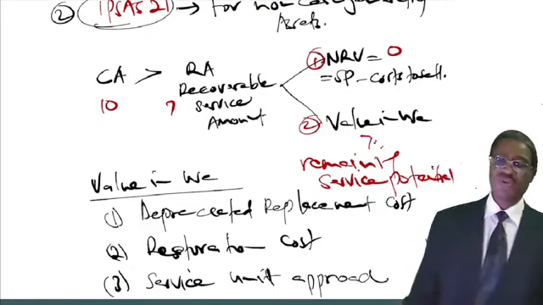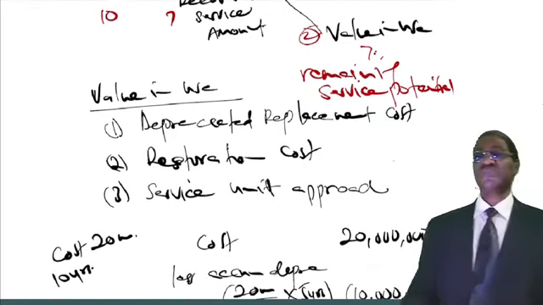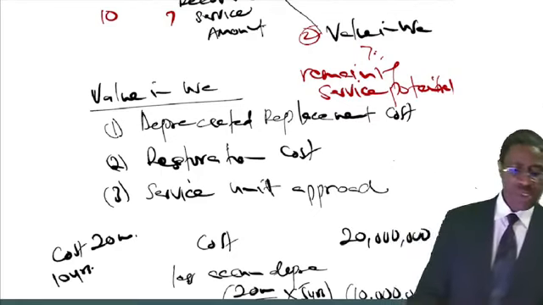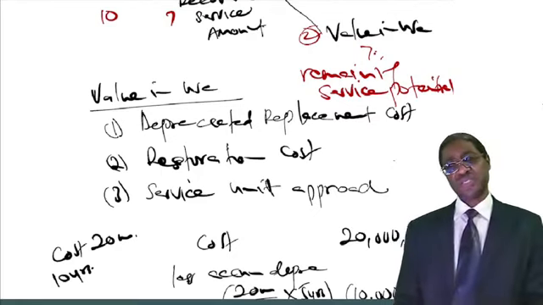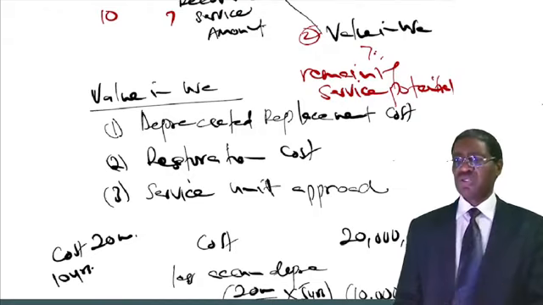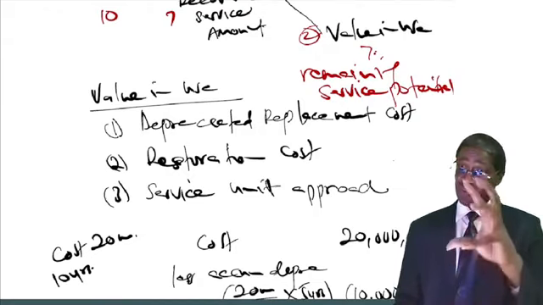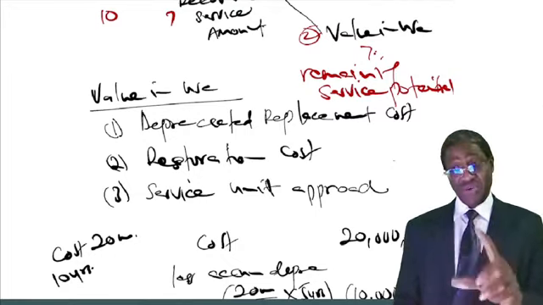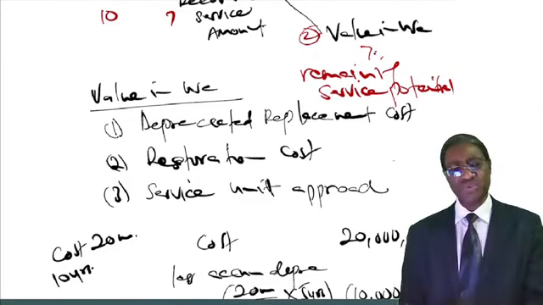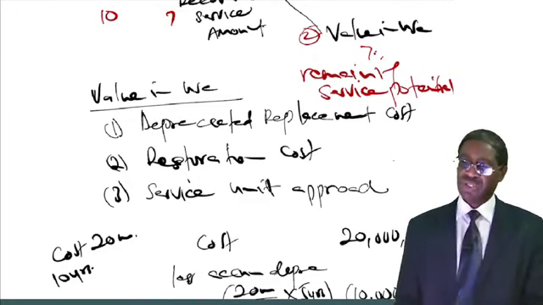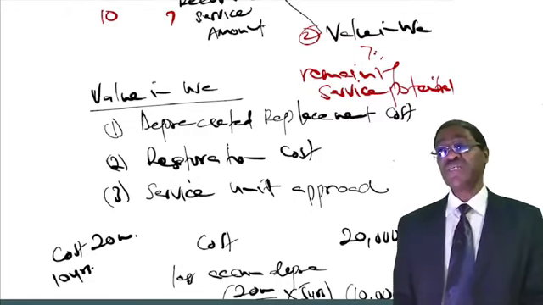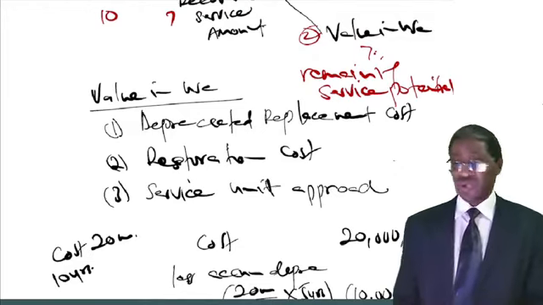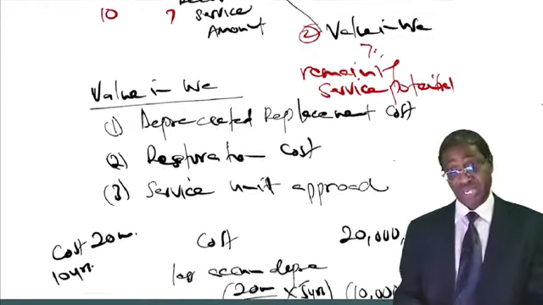Good. Let's put down that definition. Pick another paragraph. Value in use is the present value. Don't forget, we are still discussing under IPSAS 21. Value in use is the present value of the remaining service potential.